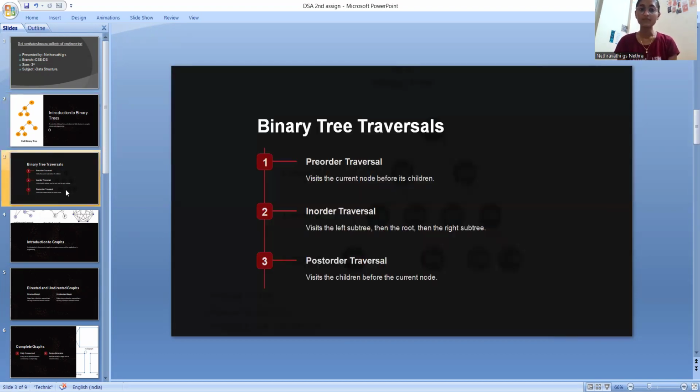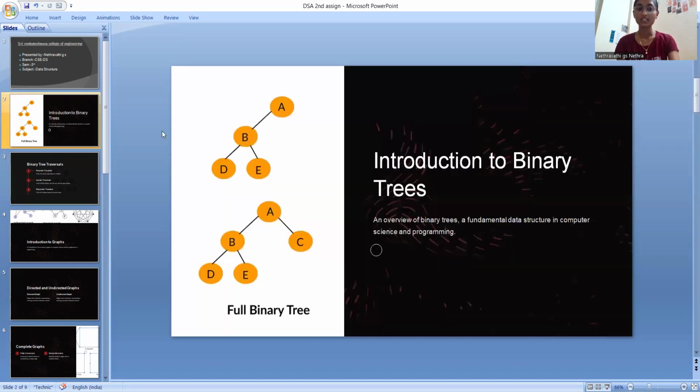Next comes binary tree traversal. There are three types: pre-order traversal, in-order traversal, and post-order traversal. In pre-order traversal, the current node comes before its children, as shown in the main tree. For example, this is the main tree. Just consider the subroot node B, E, and D. D is the left subroot node, B is the main root node, and E is the right subroot node.